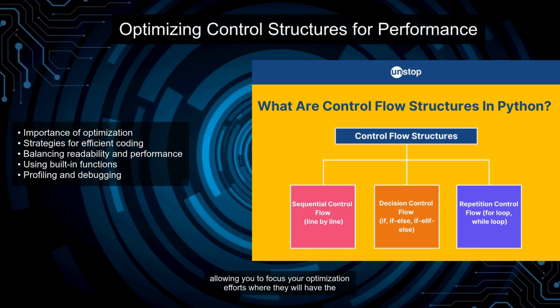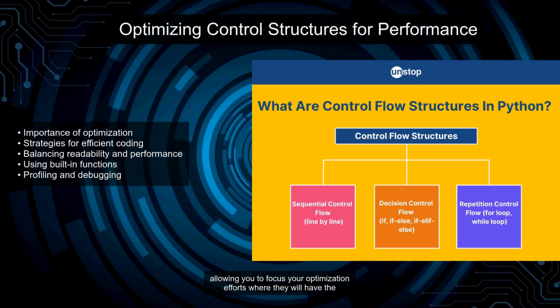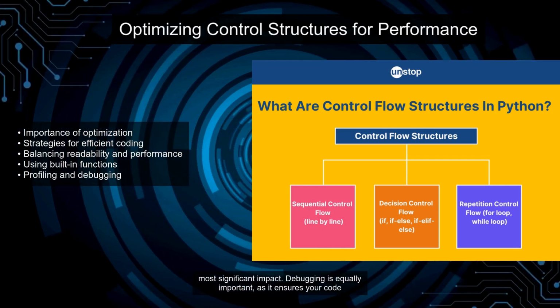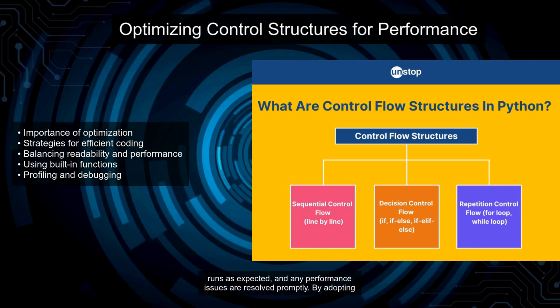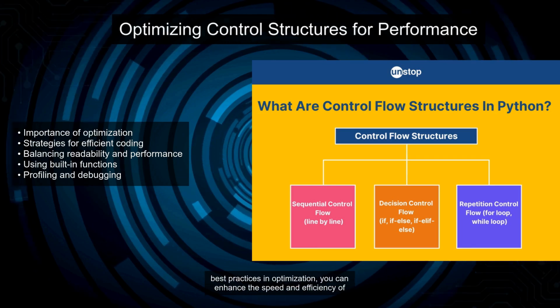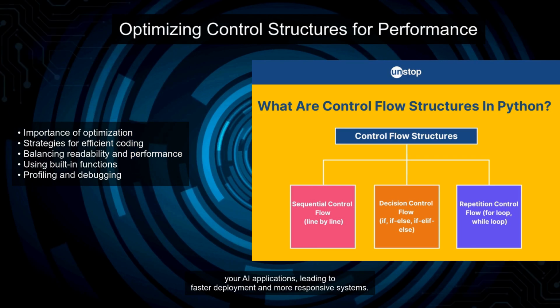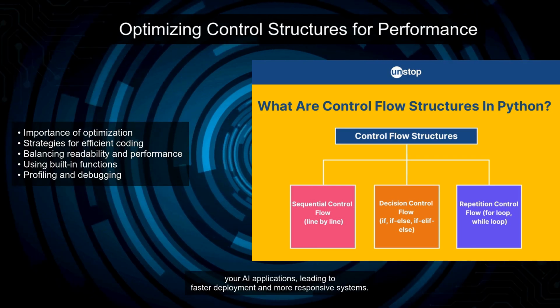Profiling tools can help identify bottlenecks in your code, allowing you to focus your optimization efforts where they will have the most significant impact. Debugging is equally important, as it ensures your code runs as expected, and any performance issues are resolved promptly. By adopting best practices in optimization, you can enhance the speed and efficiency of your AI applications, leading to faster deployment and more responsive systems.